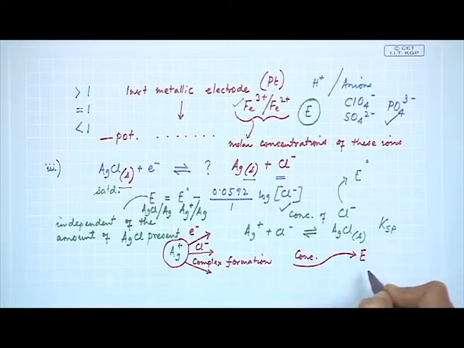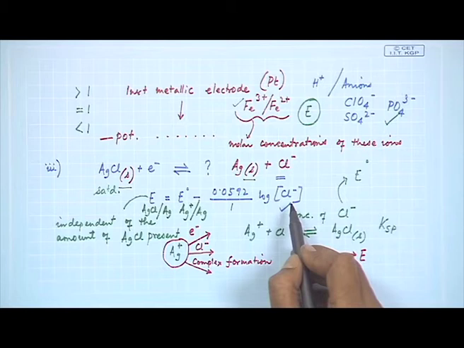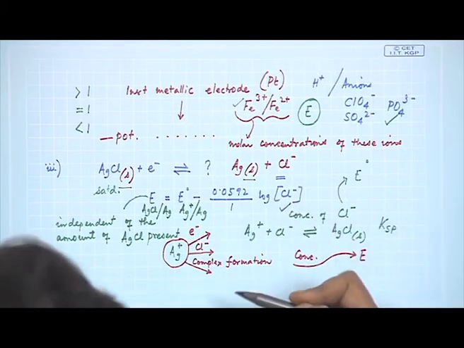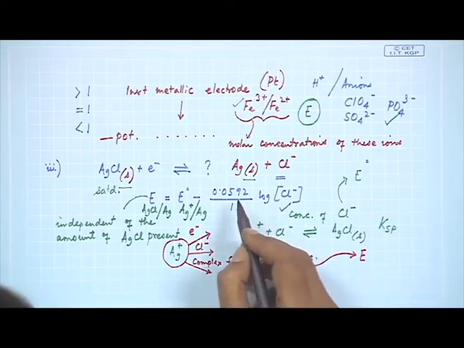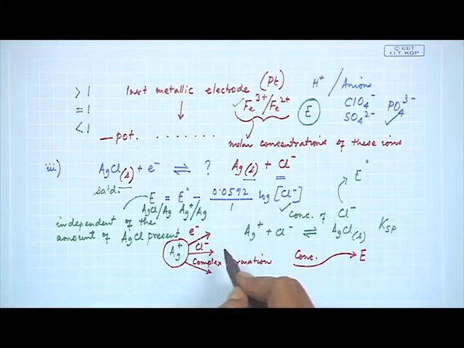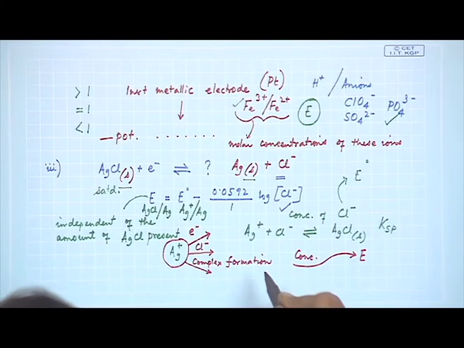So, in our next class we will see how we can change this E value by changing the chloride concentration, and what other information we can gather by constructing this half cell and measuring the potential values in all these different reactions.